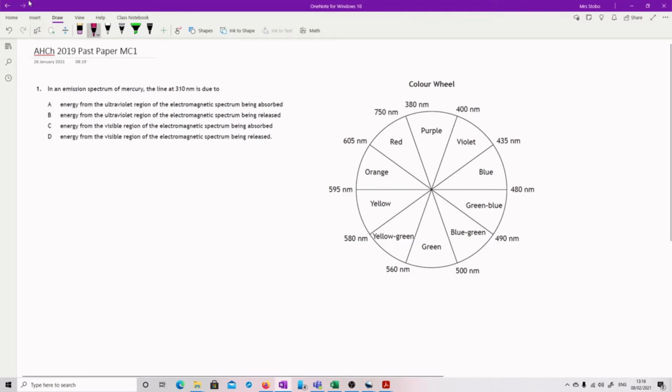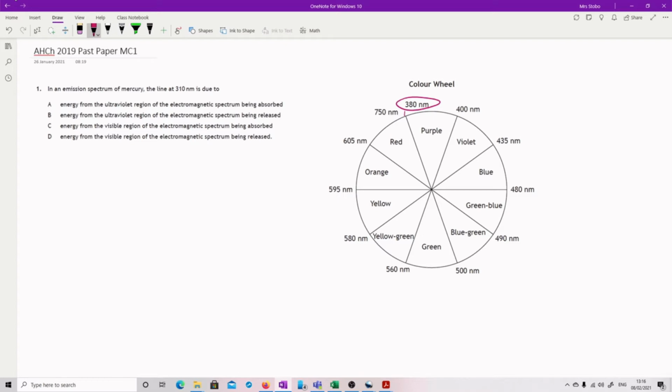Right, so I've already gone and collected something which is useful from the data book. So we've got an emission spectrum of mercury, the line at 310 nanometers is due to... Right, so if we look at the colour wheel, our smallest number that we have is 380 nanometers. I expect you to know it's roughly 400 to 700 nanometers anyway, but you have the data, so you might as well use the data book.